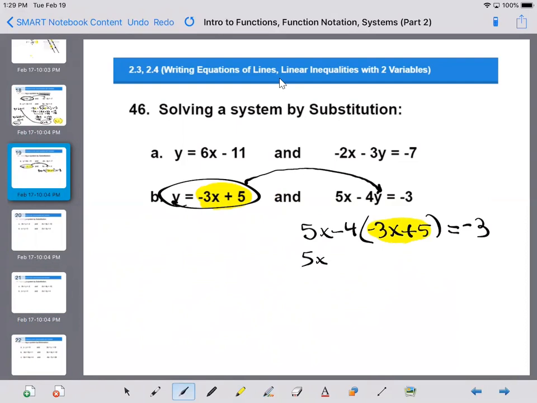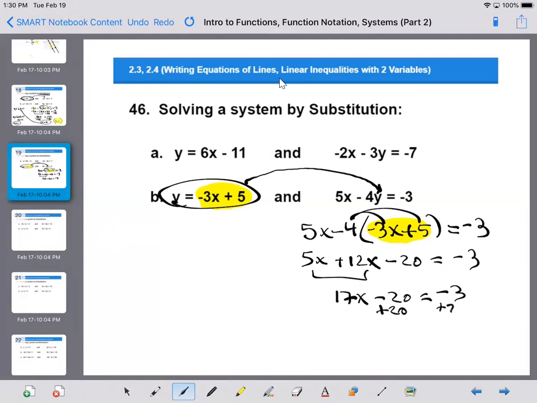I'm going to distribute. That'll be negative 4 times a negative 3x would be a 12x. Negative 4 times a positive 5 would be negative 20. It all equals negative 3. So that would be 17x minus 20 equals negative 3. Add 20. So 17x equals, that's negative 3 plus 20. That's going to be 17, which makes x 1.